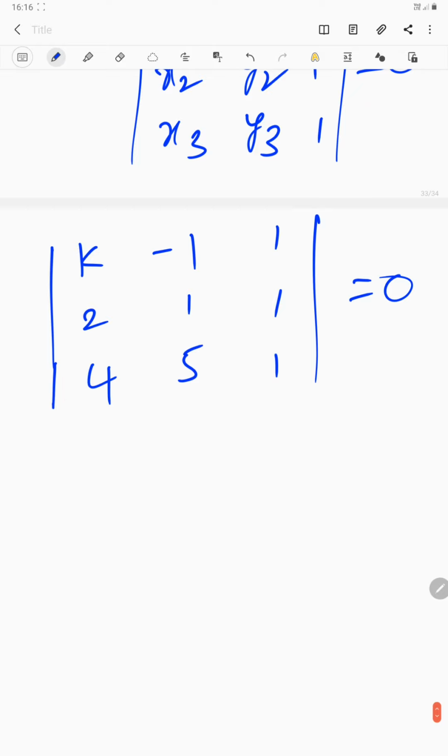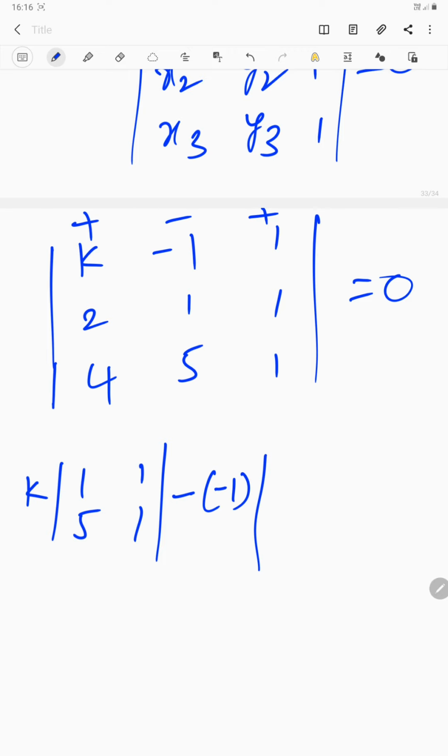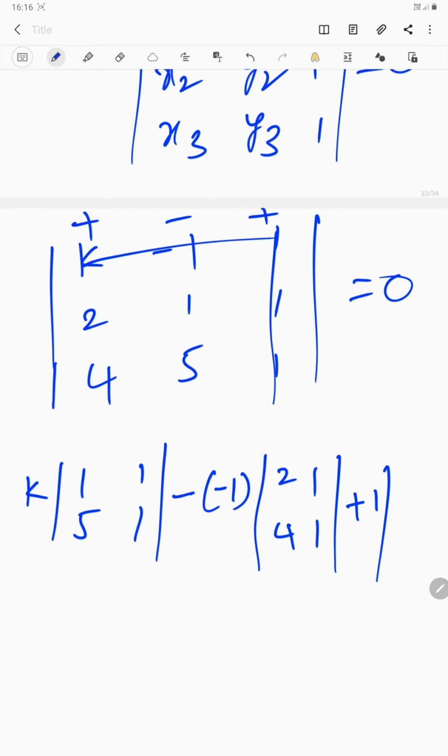Now determinant कैसे find out करेंगे हम? Put plus minus plus. Now K of, remove the column and row where k is there, then write the remaining, that is 1 1 5 1, minus of minus 1 into, now remove this column and this row. ठीक है? Yes. Then what is the remaining? 2 1 4 1 plus 1 of, again remove these two, write 2 1 4 5. ठीक है?